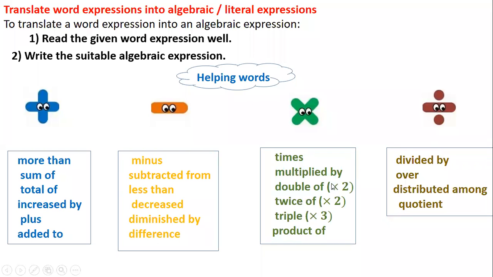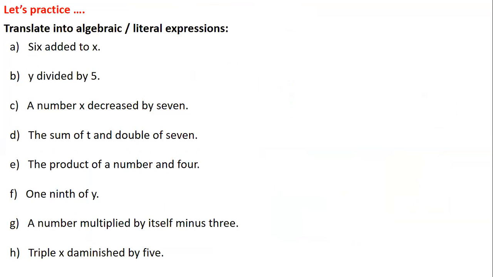Times, multiplied by, double of means we multiply by 2, twice of we multiply also by 2, triple we multiply by 3, product of, this means multiplication. Divided by, over, distributed among, and quotient means division. These words should always be remembered and memorized because they help you a lot whenever you are translating from word expressions into algebraic or literal expressions.